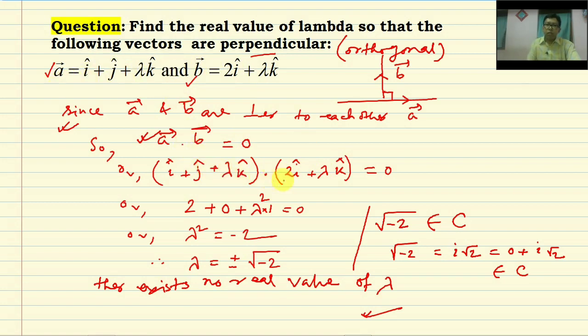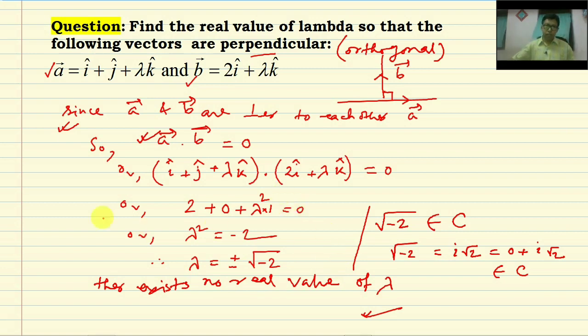So the dot product is taken: 2 plus 0 plus lambda square is equal to 0. From this you are getting lambda is equal to plus minus root over minus 2. Root over minus 2 is a complex number, as we discussed here. It is 0 plus i root 2, so it belongs to the set of complex numbers. So we do not find any real value of lambda for which A and B could be perpendicular, or orthogonal to each other.